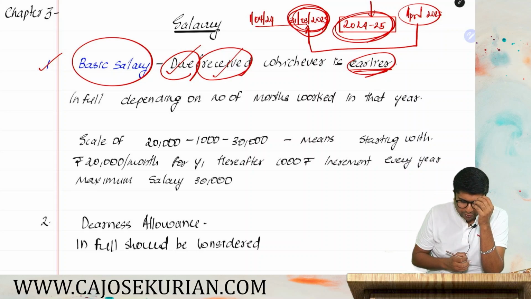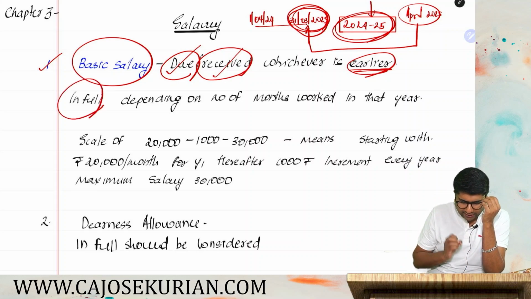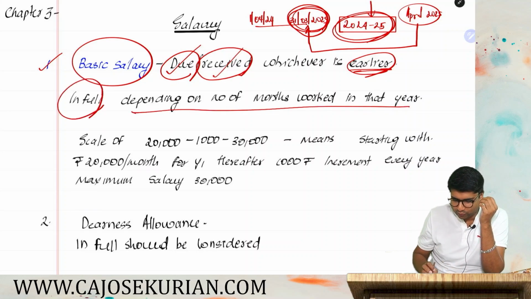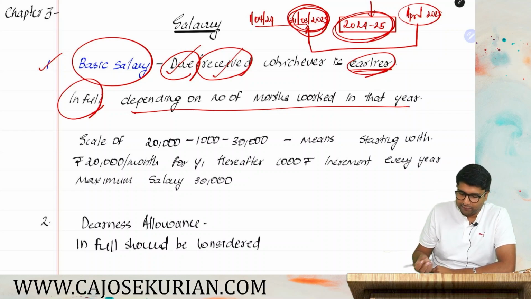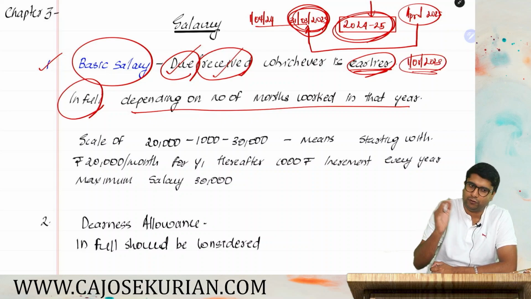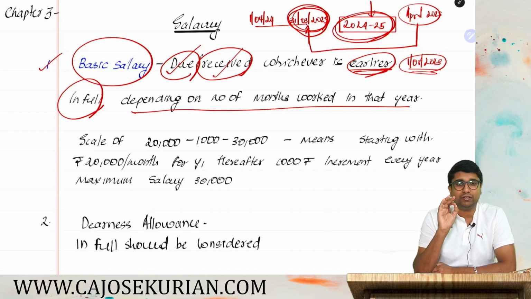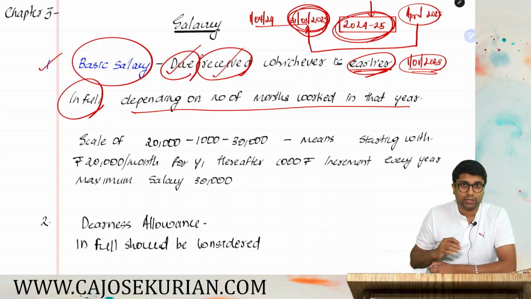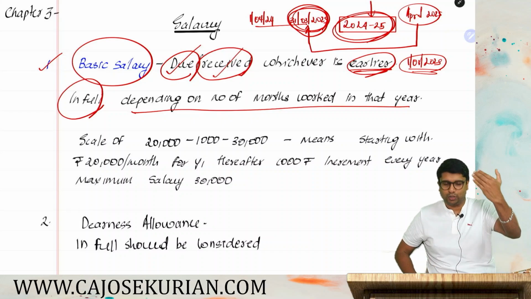Now, moving on to the next one, that is in full, depending upon the number of months worked in that year. Say for example, the employee has joined the company from 1st January 2025 onwards, then only 3 months salary will be taxable in the year 24-25. So when you write this adjustment in your exam, make sure you have read the joining date properly. Otherwise, your basic salary computation will go wrong in the examination.